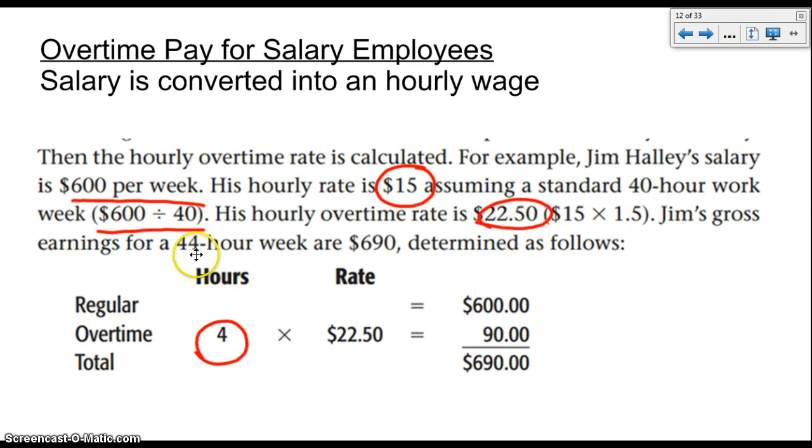So if he worked 44 hours, and this particular business does pay overtime for salaried employees, because a lot of times they don't, but here they do, he's got 4 hours of overtime. So we're going to take his 4 hours of overtime and multiply that by his $22.50 to get an extra $90. Then you would add that to his salary of $600 to get his total of $690.